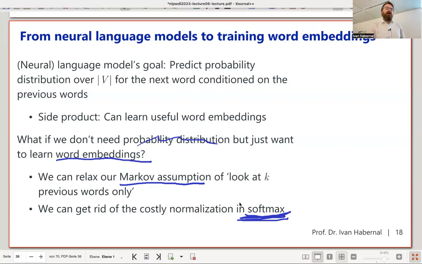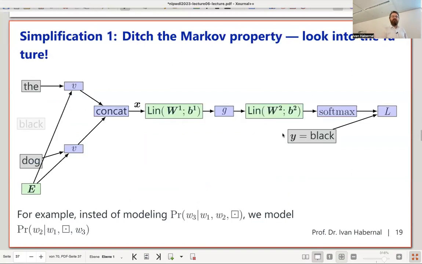So maybe we can get rid of that. So how can we relax our Markov? But let's start with this. Let's just get rid of the Markov assumption. So here's simplification number 1 of the neural language model. We just drop the Markov property. We just don't care. We're going to look into the future. So here we have the previous context, then there is the target word, the missing word will be in the middle, not at the end of the sequence, and then there's a context afterwards.